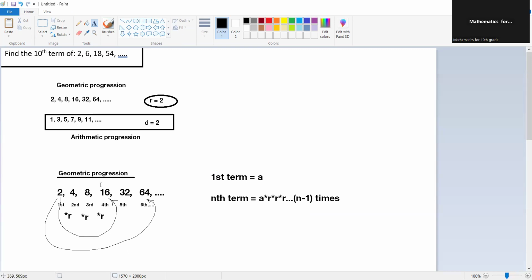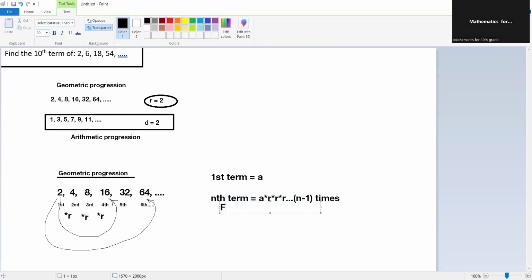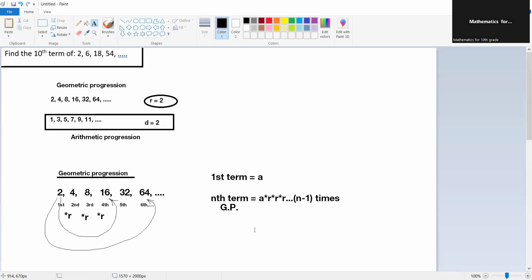So how will we get the fourth term in this? If we multiply the first term by r 3 times. How will we get the sixth term? If you multiply the first term with r 5 times. So r into r into r into r into r, 5 times. So the nth term of a geometric progression, also called GP, is obtained by multiplying the first term by the common ratio n minus 1 times. So if you see, I'll write with a pencil here.